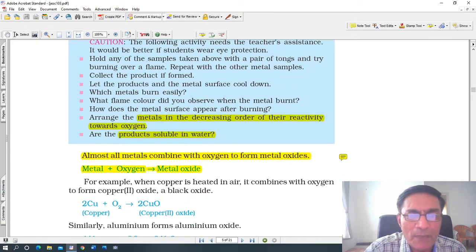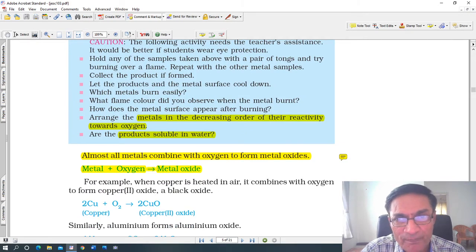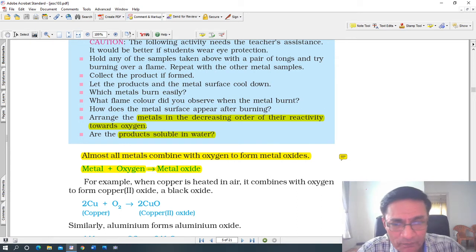Almost all metals combine with oxygen to form metal oxides. In other words, magnesium combines with oxygen to form magnesium oxide. Now you see there is a general reaction out there. देखो ये general reaction क्या लिखा है? Metal plus oxygen gives metal oxide.